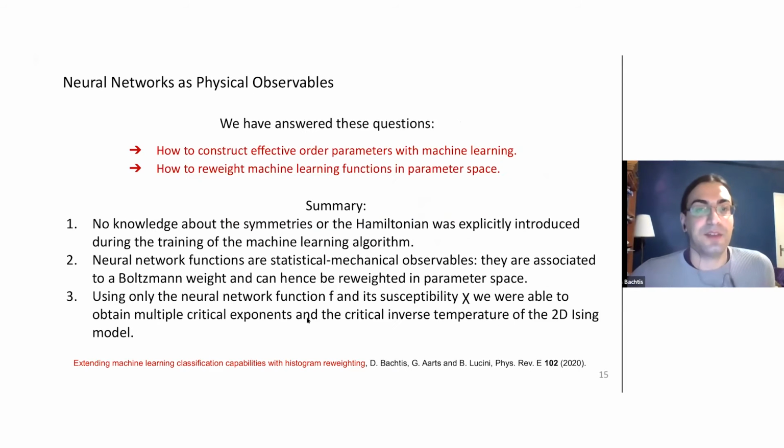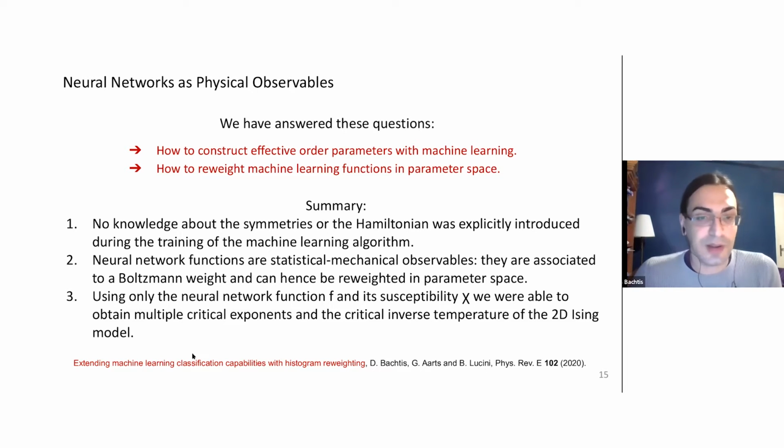So in summary, I have answered these questions now: how to construct effective order parameters with machine learning and how to reweight machine learning functions in parameter space. So in summary, no knowledge about the symmetries or the Hamiltonian was explicitly introduced during the training of the machine learning algorithm. The reason is that we trained the machine learning algorithm on a set of configurations. We never introduced any information about the Hamiltonian that produced these configurations during the construction of the neural network function.